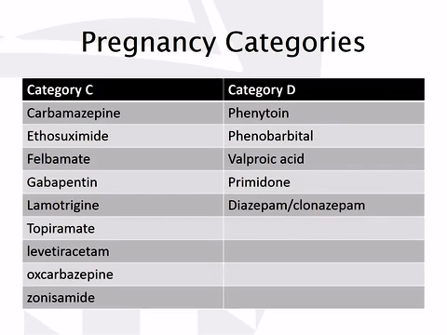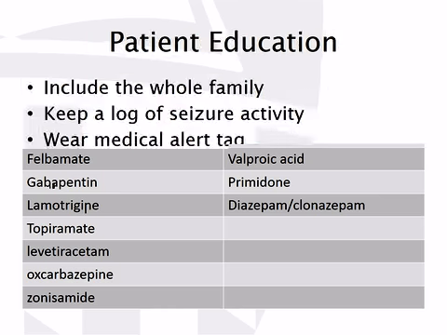I already mentioned the pregnancy categories, right? So with all of these drugs, I mentioned that they're teratogenic, some more so than others. Those category D drugs like phenytoin, phenobarbital, valproic acid, these are highly teratogenic, and you should definitely know that.